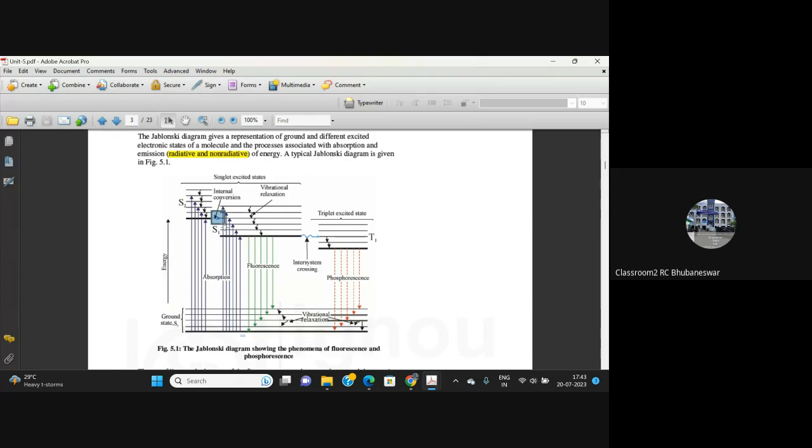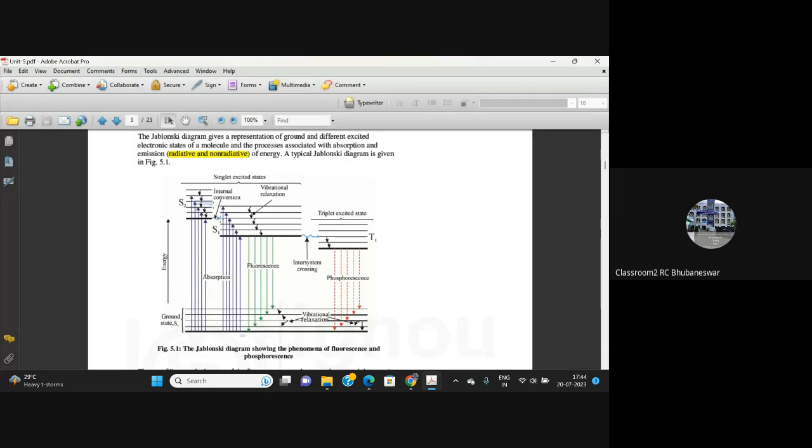You are seeing this figure. In this, radiative transitions are absorption, fluorescence, and phosphorescence. These three are radiative transitions, where the process is losing light and then coming back. However, internal conversion, intersystem crossing, and vibrational relaxations are non-radiative processes. It is relaxation happening through heat dissipation. No light emission is there. So is that clear?